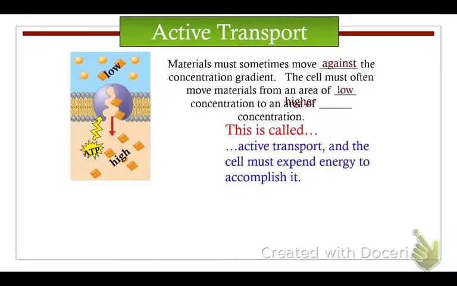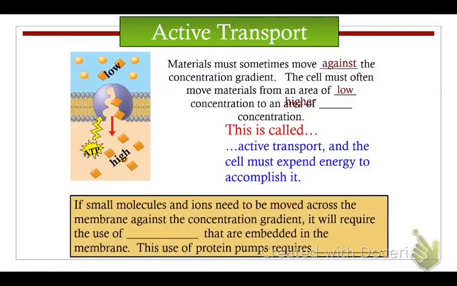What is ATP? What organelle synthesizes ATP? Mitochondria. So the mitochondria is making this ATP so that the cell can actively transport things that it wants into the cell and then release things that it doesn't want in the cell. So if small molecules and ions need to be moved across the membrane against the concentration gradient, it will require the use of protein pumps.